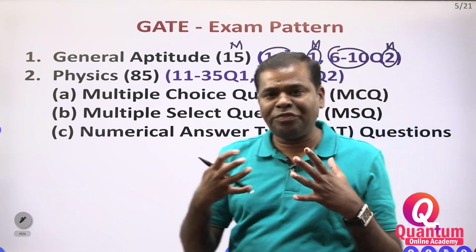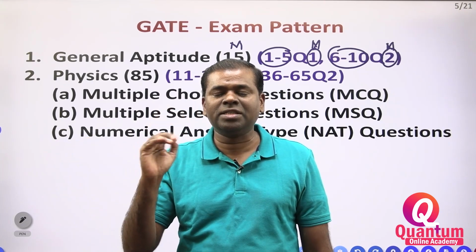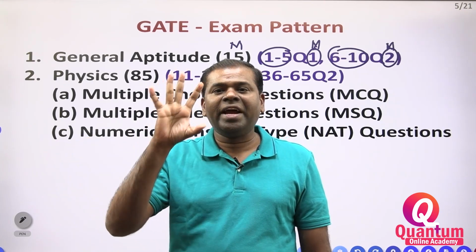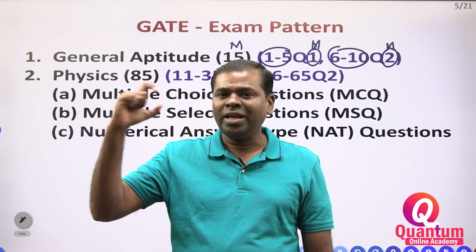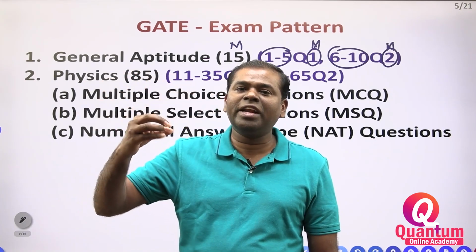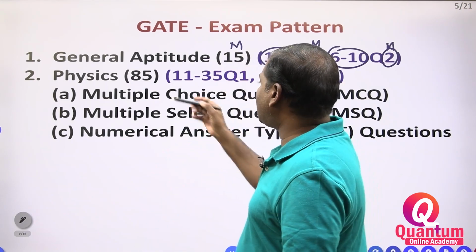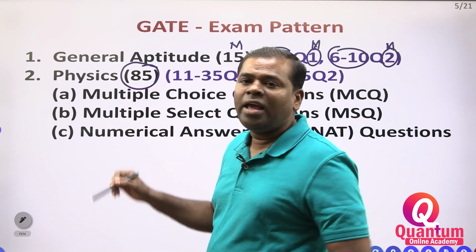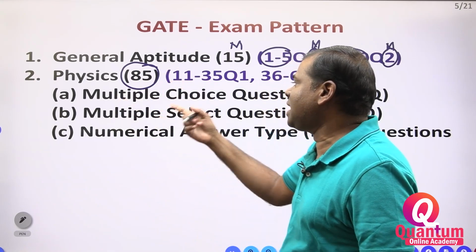If you have to see the physics, this is the second section. Second section is the physics. Total 3 varieties of questions are there. One is multiple choice question, the second one is multiple select question, and the third one is numerical answer type question. Right? Here, total how many marks you will get? 85 marks you have to get from physics in the GATE examination.